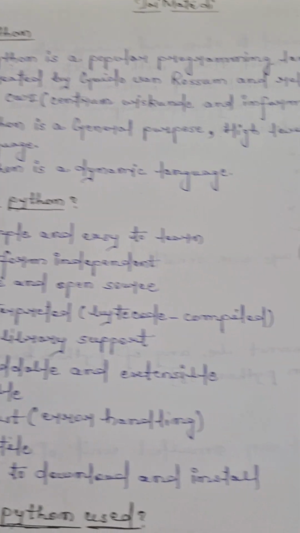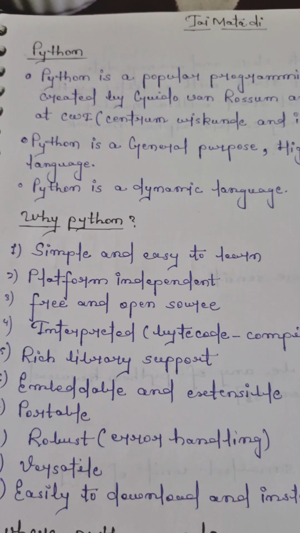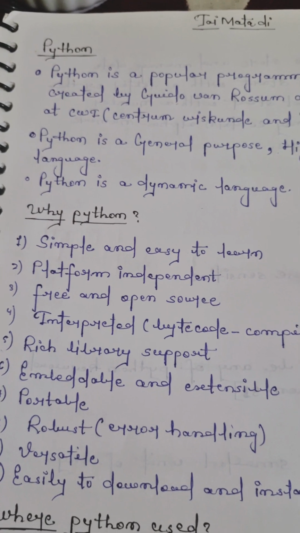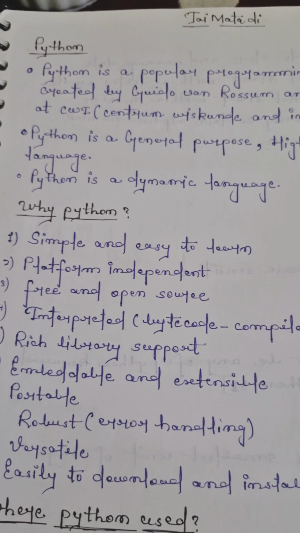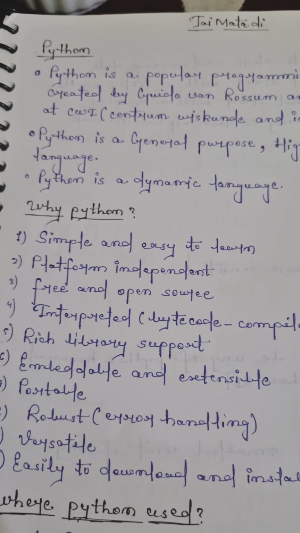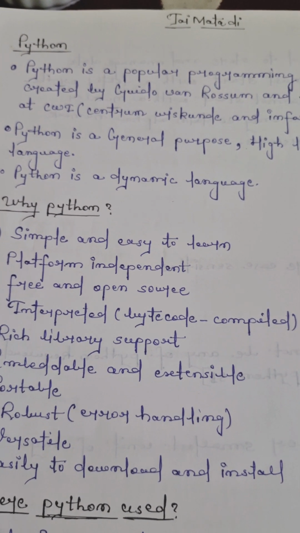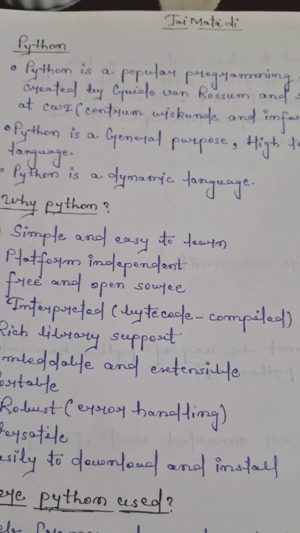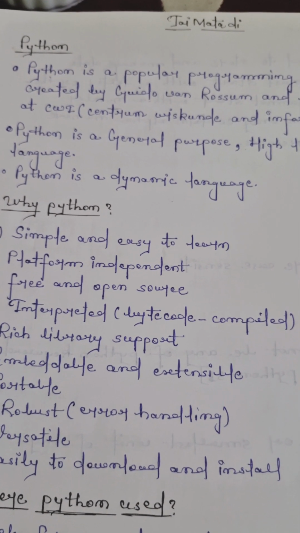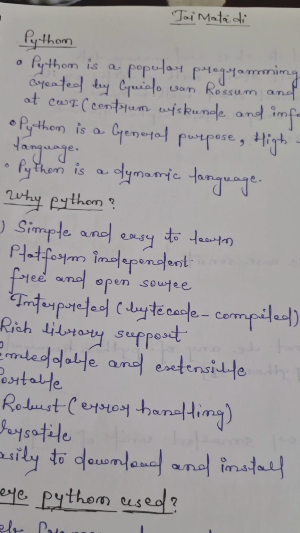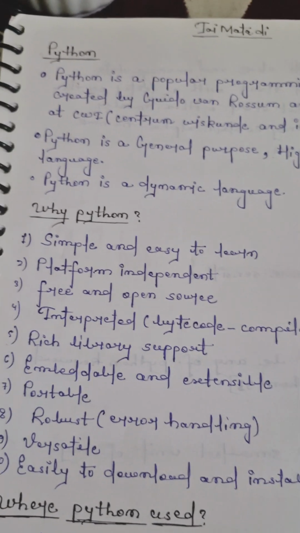Python is a general purpose high level programming language. Like, we can use Python for multiple purposes. Nowadays Python is used everywhere in AI, data science, and Python has become a core language. So it's very essential for beginners to have basic knowledge of Python. Python is also a dynamic language.